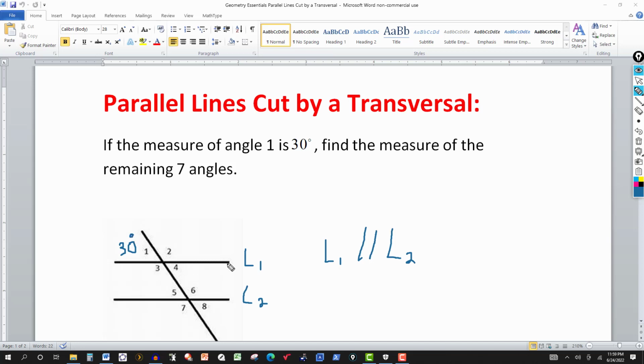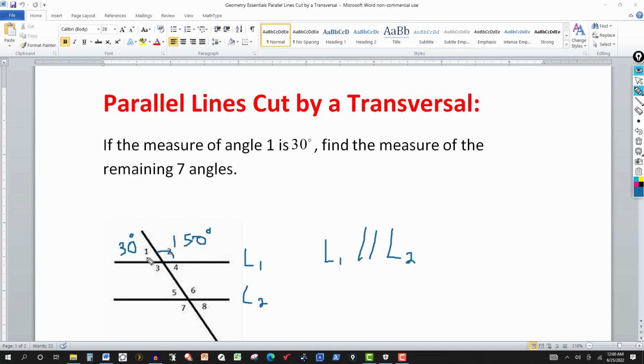This is a straight angle here if I look at L1. And then this angle over here formed by angle 1 and angle 2, those are two supplementary angles. Just from basic geometry, those have to add up to 180. So if this is 30 degrees, this angle, or angle 2, has to be 150.